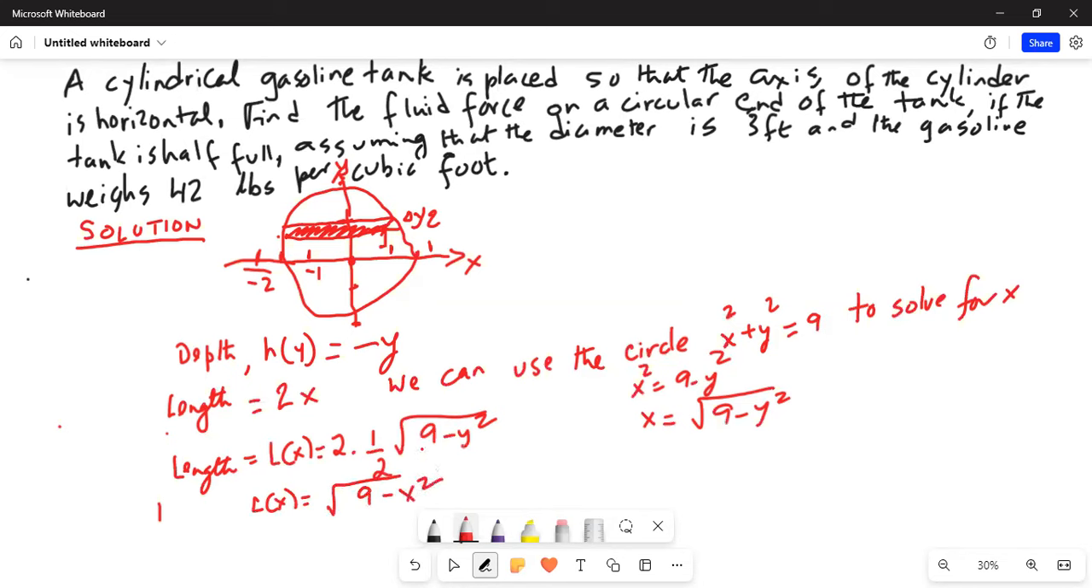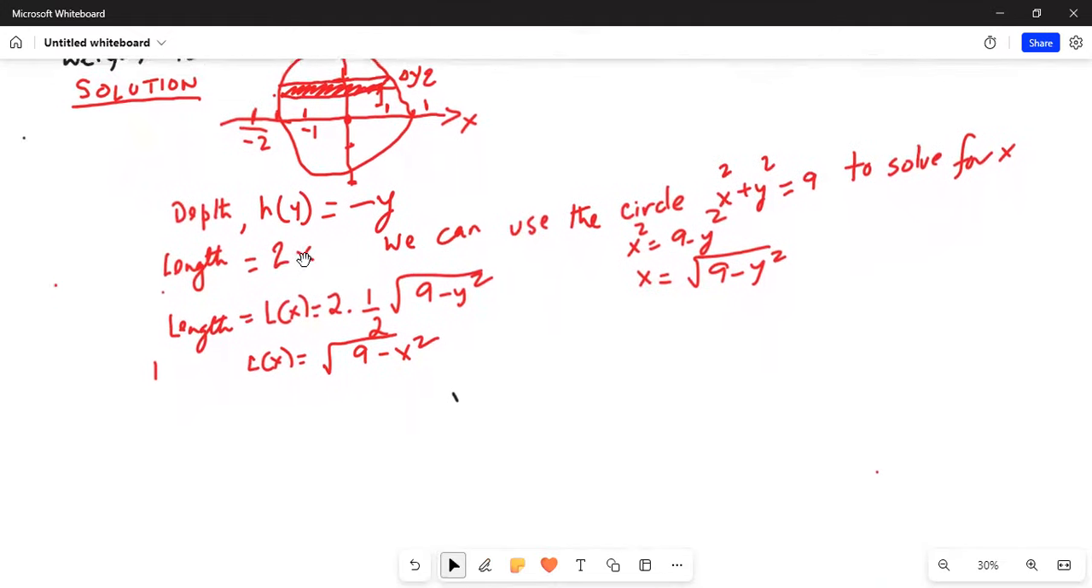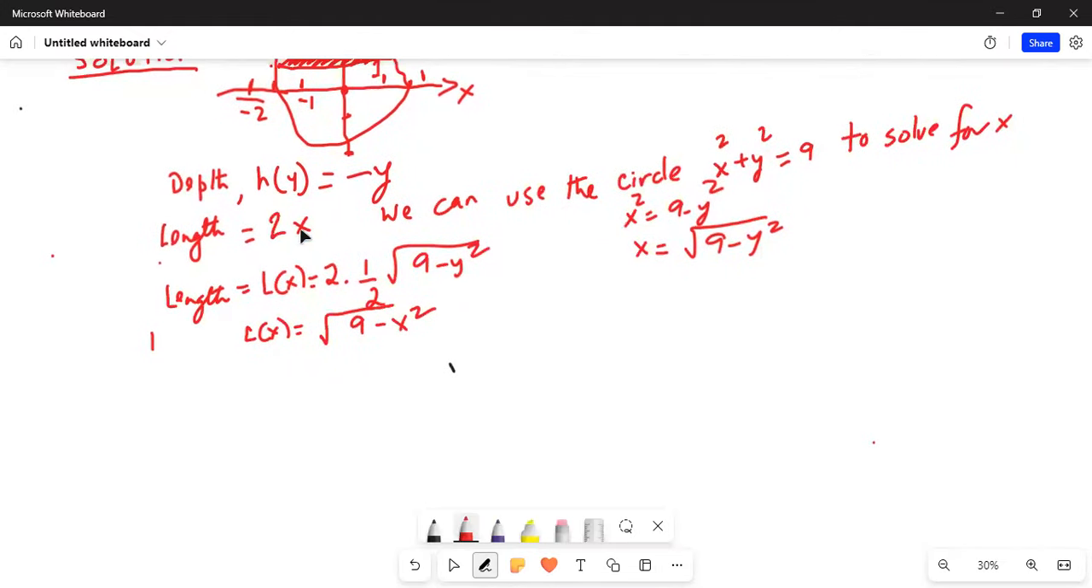Okay, now we are required to find the force. So let's create some space, and the equation for the force is force will be weight, which is 42 pounds per cubic feet, times, remember again we are below the horizontal axis, so we are from 0 to minus 3 by 2, or minus 3 by 2 to 0, which is the limits of integration.